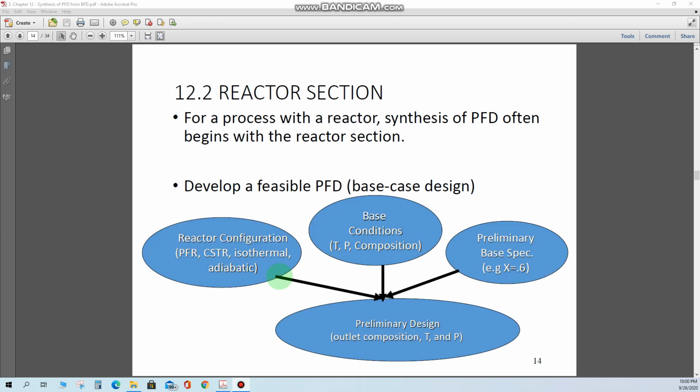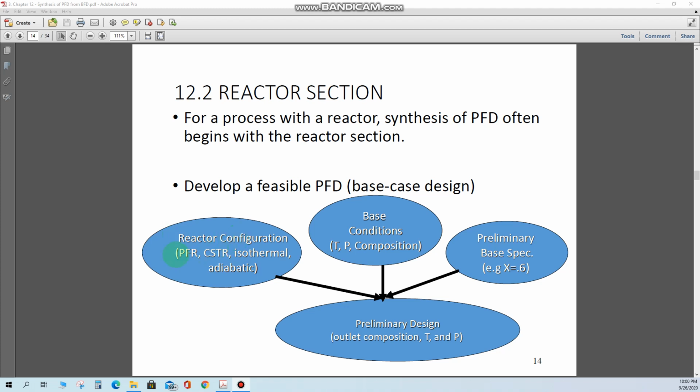Now, when you're designing any reactor, for a process with a reactor, synthesis of the process flow diagram often begins with the reactor section. When you're designing any process, the heart of any process is the reactor. Now, when designing any reactor, what are the things that you should have in your mind?